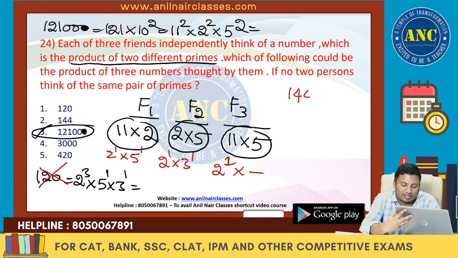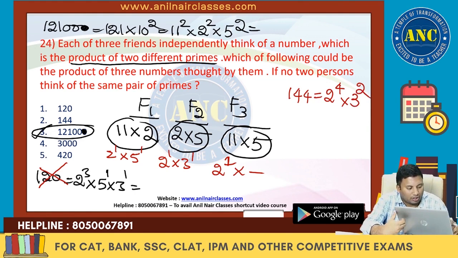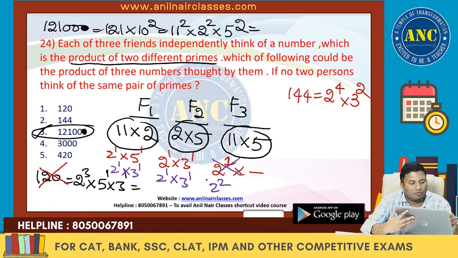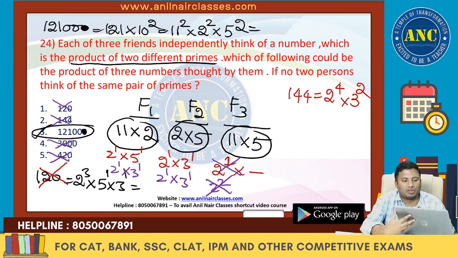Suppose it is 144, which is 2 power 4 into 3 square, 16 into 9. I can first give a product of 2 prime numbers, 2 power 1 into 3 power 1. Next I can give 2 power 1 into 3 power 1. Next will be 2 square. But the third number should be a product of 2 prime numbers. 120, 144, like these are not possible.